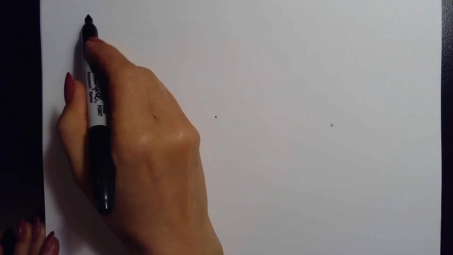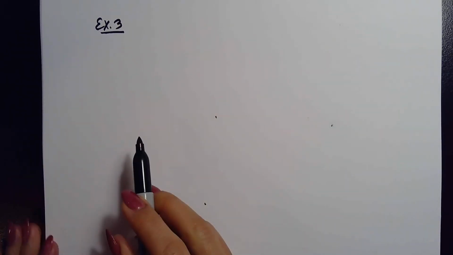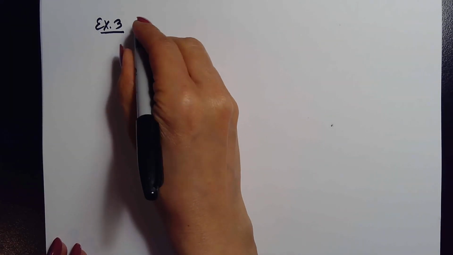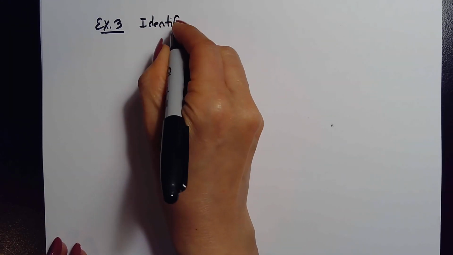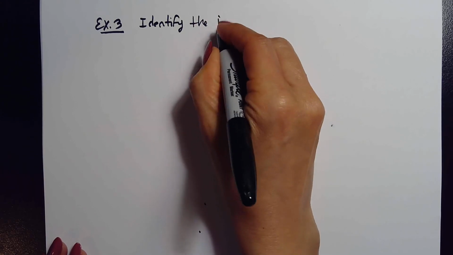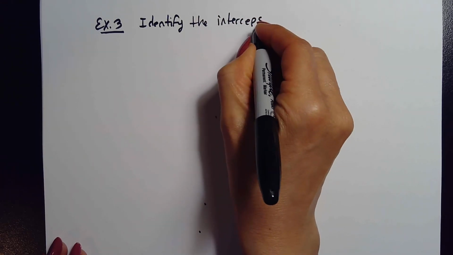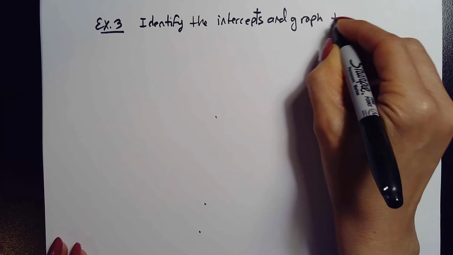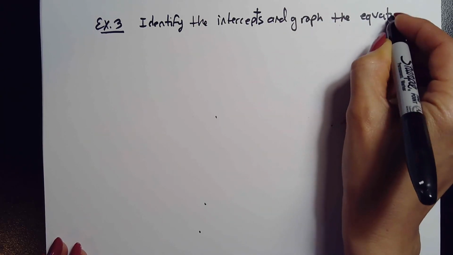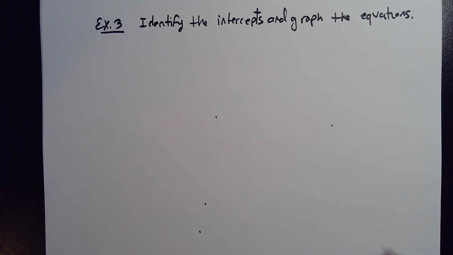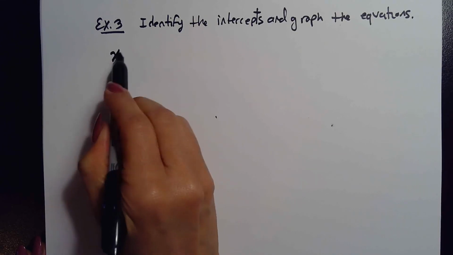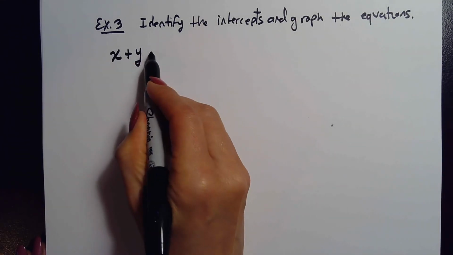So example number 3, it says identify the intercepts and graph the equation. So we want to identify the intercepts and graph the equation. Okay, first of all, let me write the equation. So we have x plus y is equal to 5.